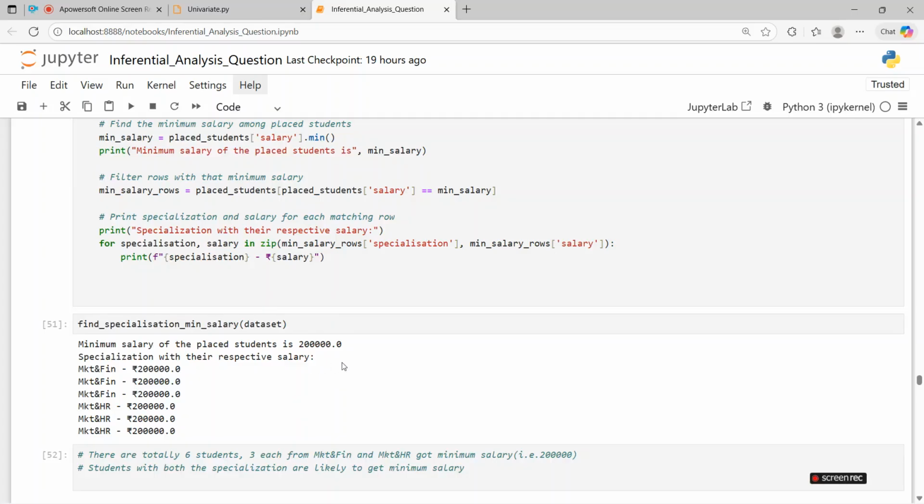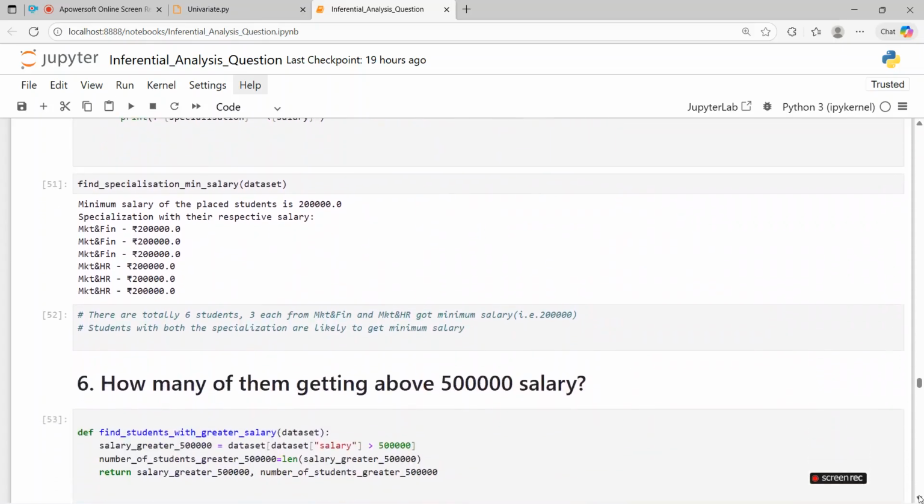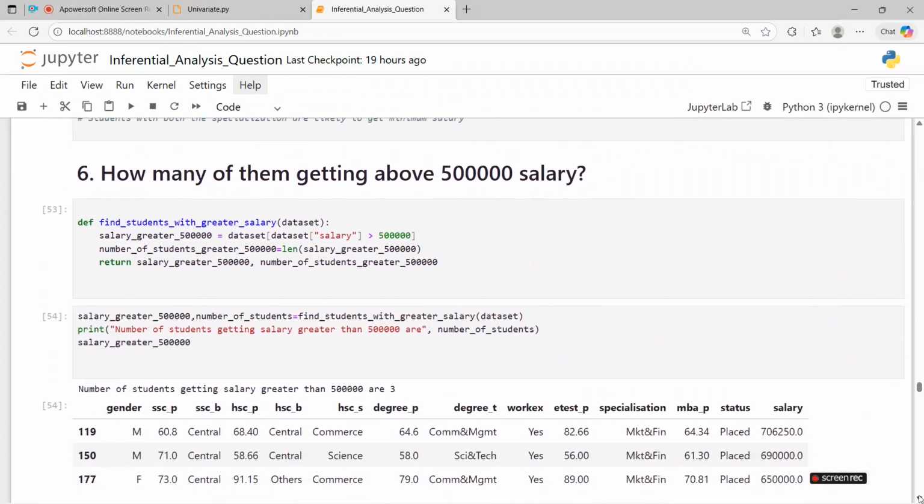First we got the minimum salary of the placed students in this data set, which is 2 lakh, and we are printing it with specialization. Here we see 3 rows have market and finance as specialization, and 3 rows have market and HR as specialization. So there are 6 students who are getting minimum salary, 3 each from market and finance, and market and HR. So we are not able to predict whether market and HR students or market and finance students are getting the minimum salary, as both of them are equal. Students with both specializations are likely to get the minimum salary.